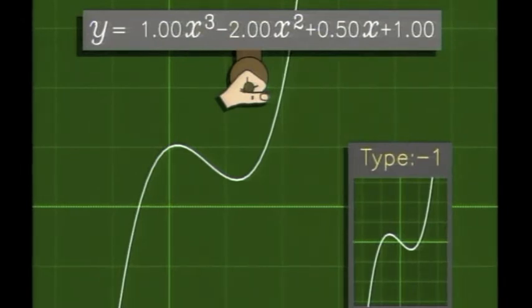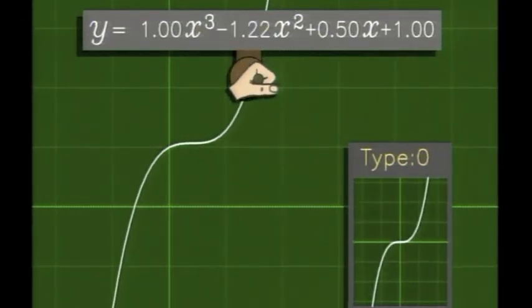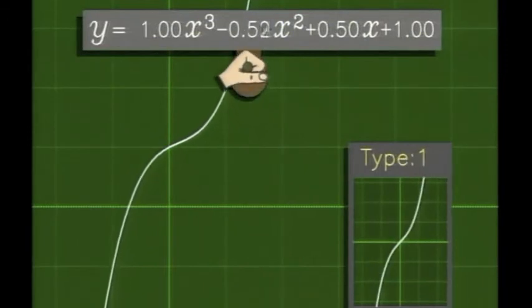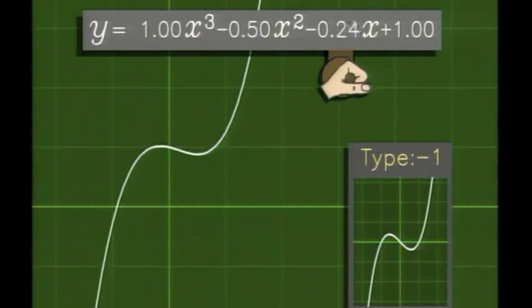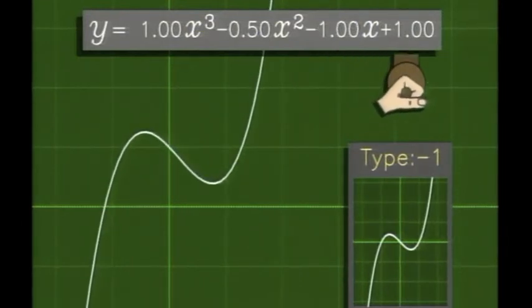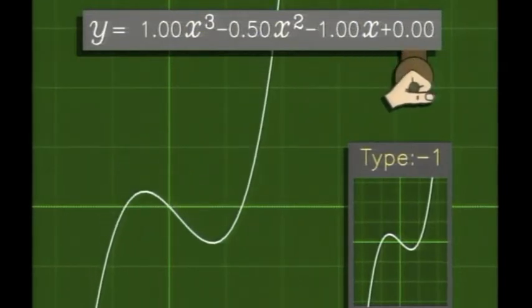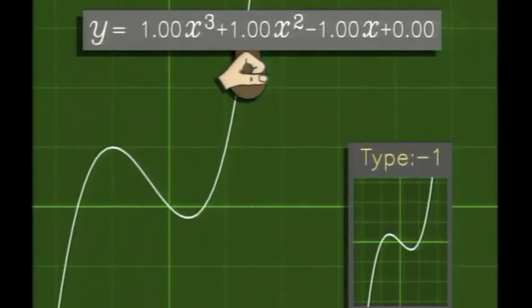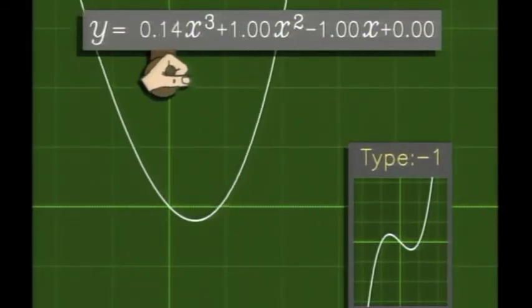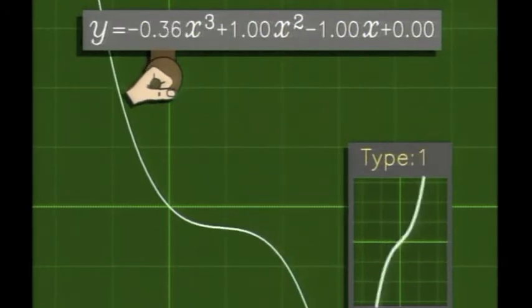Let's see what happens as we change the coefficients in the equation of a cubic curve. Although the shape changes, it has the same basic form as one of the 3 prototypes. Or perhaps a mirror image.